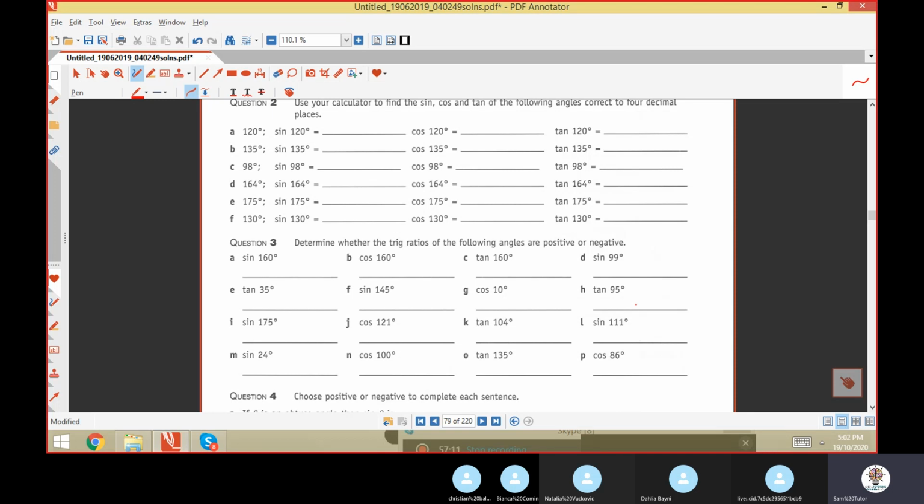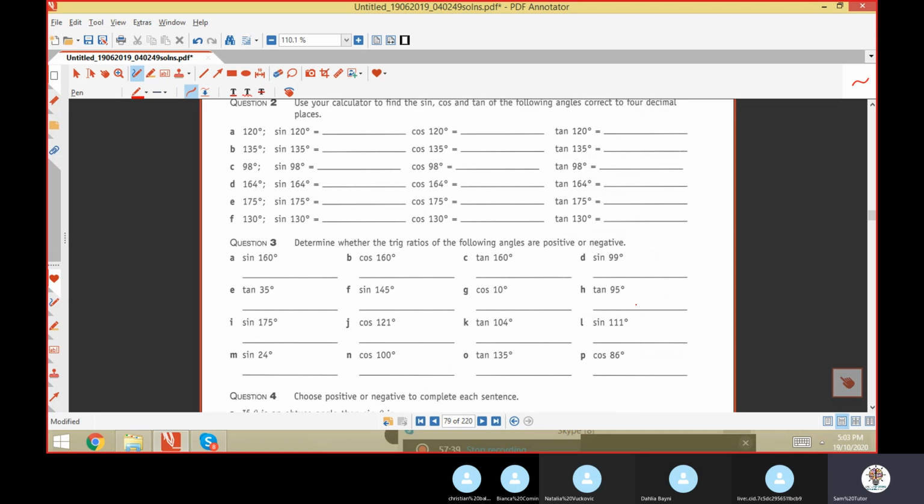Because it's sine, we want to see if it's in the S region. If it's in the S region, sine is positive. If it were cos, it would be negative. That makes sense. The next one's negative because cos of 160 is in the S region. There you go. Happy with that? Question 3, sorry, just the third row.